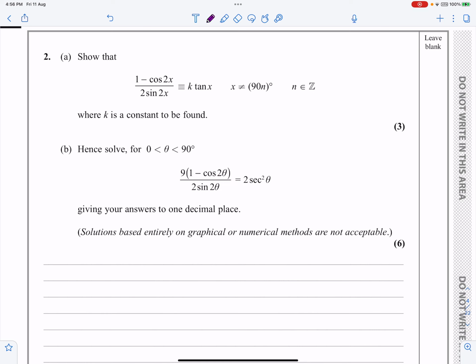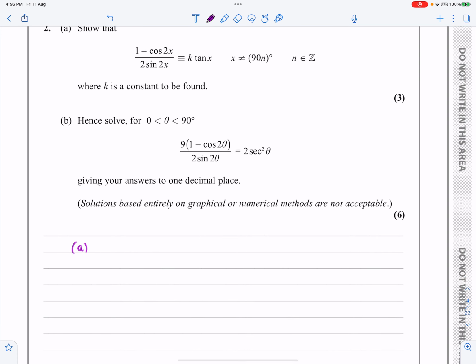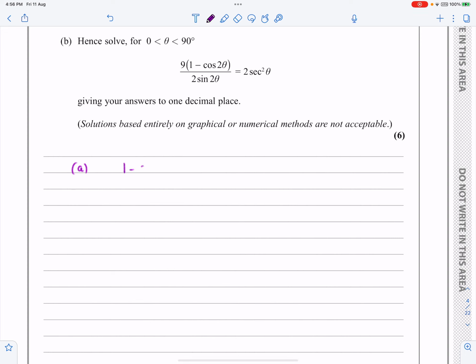The first part says, can we prove this identity here, part A, that 1 minus cos 2x all over 2 sine 2x is identical to k tan x. And what we're going to need to do, obviously, is work out what k is. So, yeah, absolutely. We'll start with the left-hand side, which is 1 minus cos 2x over 2 sine 2x.